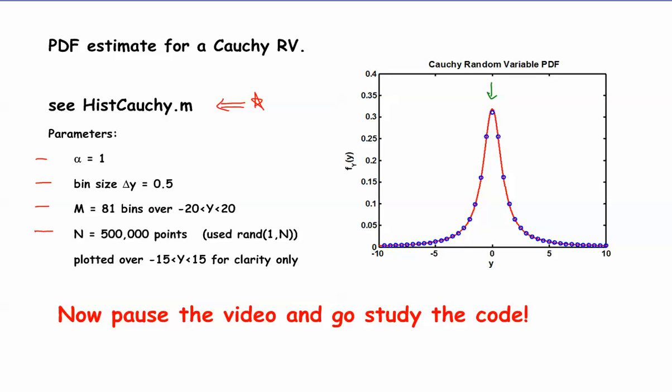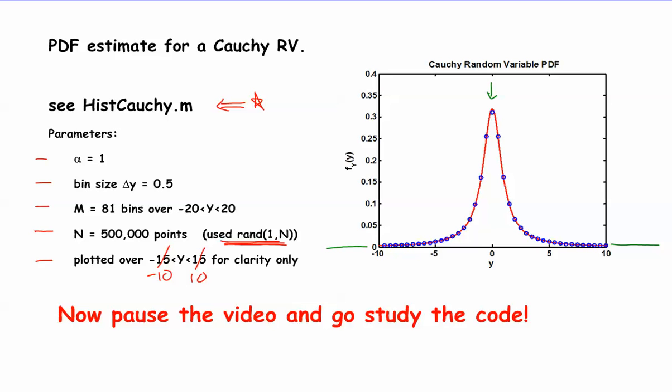As in the first example, I used 500,000 uniformly distributed data points on 0 to 1 using the rand function. Just purely for purposes of clarity, I say I plotted over minus 15 to 15. This curve is actually from minus 10 to plus 10, I notice. I plotted over the range minus 10 to plus 10 because my PDF estimate gets arbitrarily close to 0 way out in the wings, and my peak was kind of skinny and scrunched up. So purely for clarity, I plotted my results over the range minus 10 to plus 10.